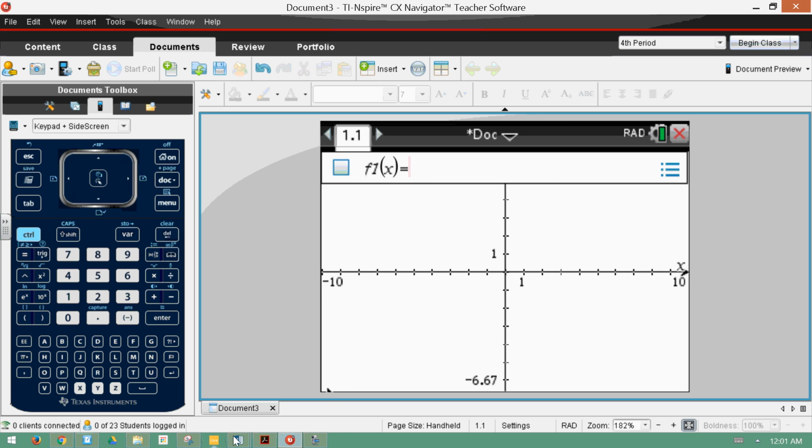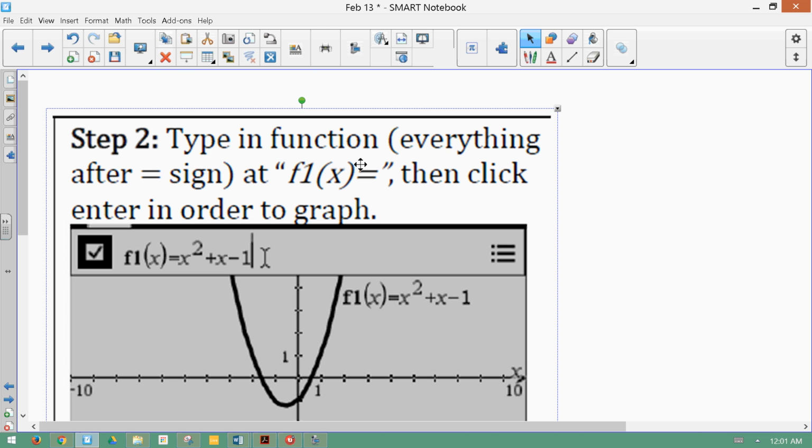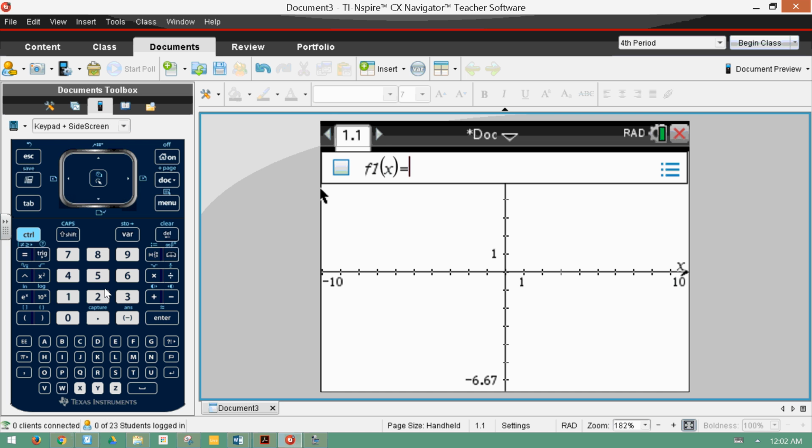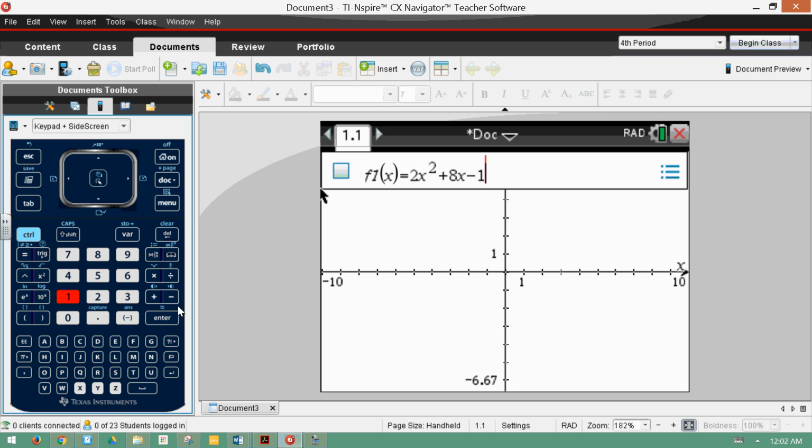Then I'm going to go to step 2. Step 2 says type in the function. That's everything after the equal sign. When I type in where it says f1 of x equals, and then click enter in order to graph. We're going to use a function in our example for this. So let's see what that function was. It was 2x squared plus 8x minus 1. Okay, and then we're going to press enter.